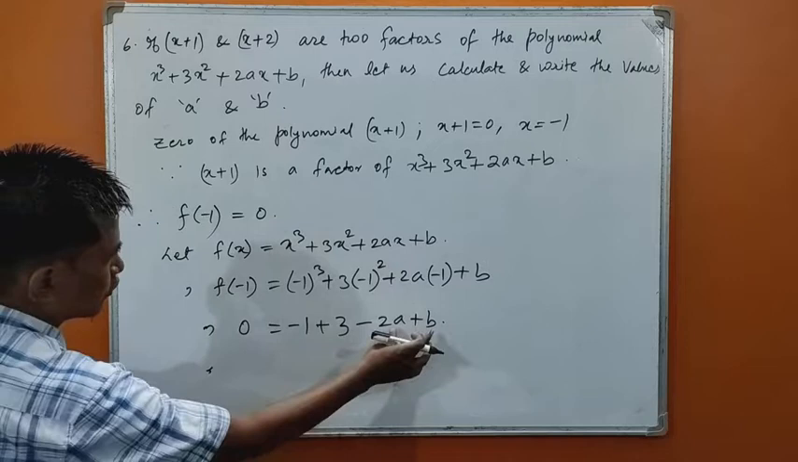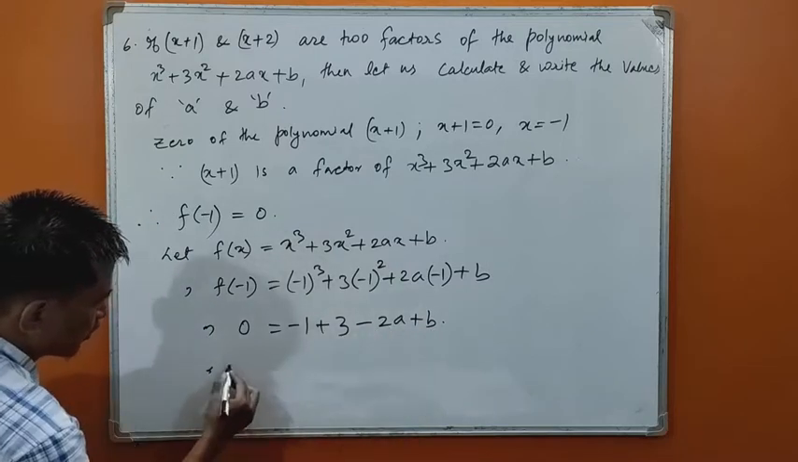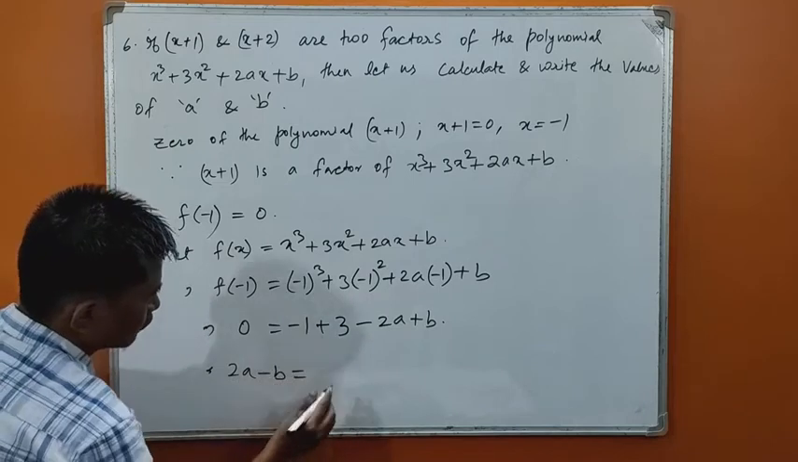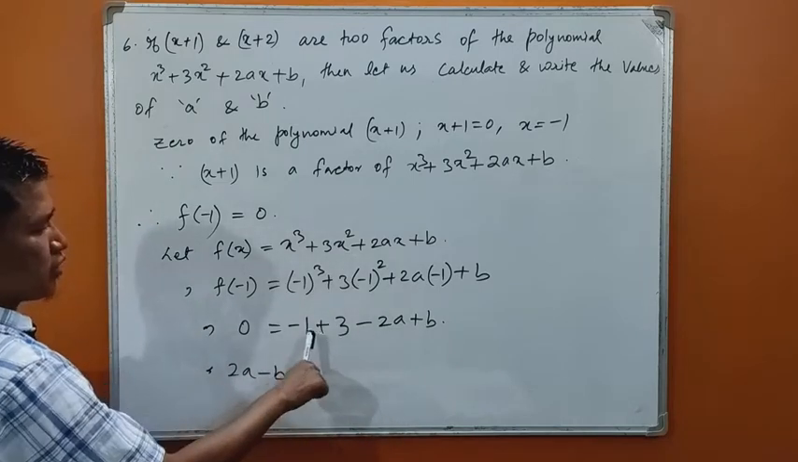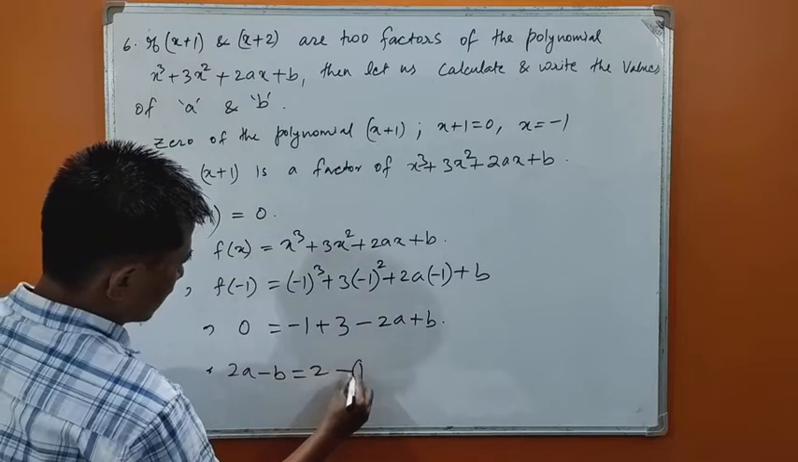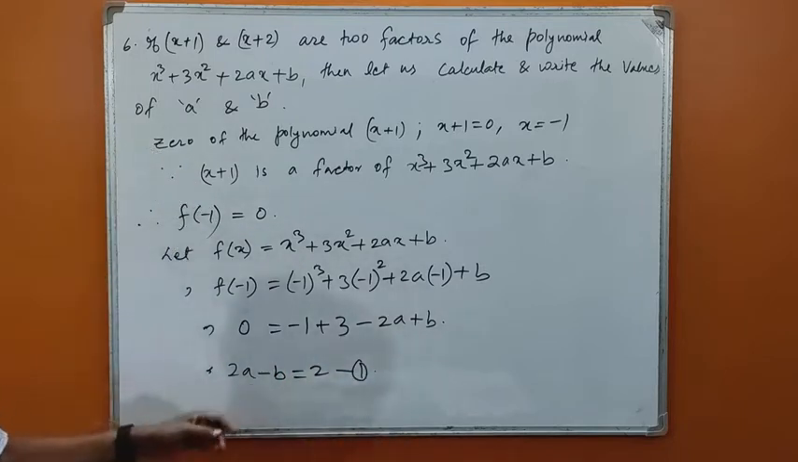Now let us bring this 2a and b to the left hand side. Minus 2a becomes plus 2a, plus b becomes minus b, equal to, in the right hand side we have plus 3 and minus 1. 3 minus 1 is 2, isn't it? This is equation 1. Okay, now please take the screenshot of this.